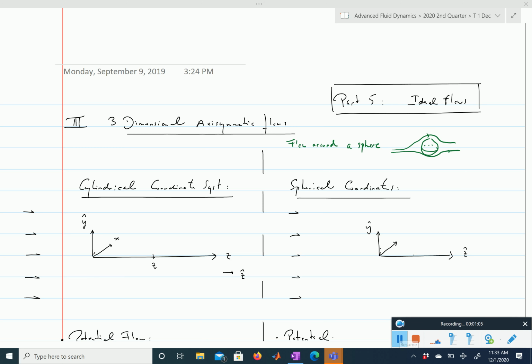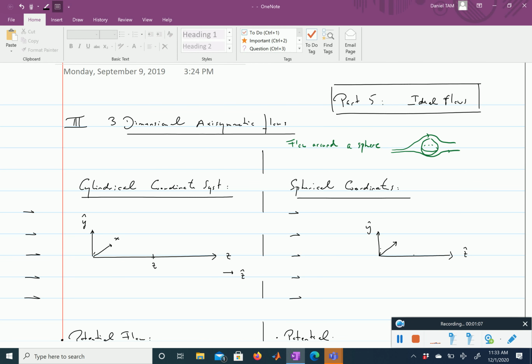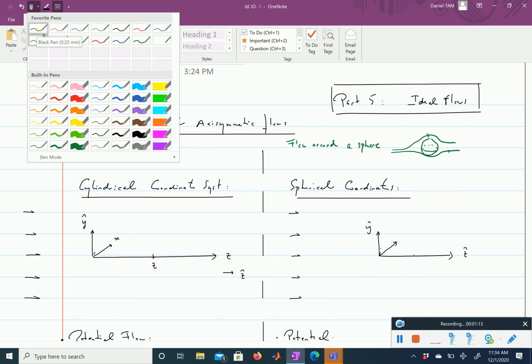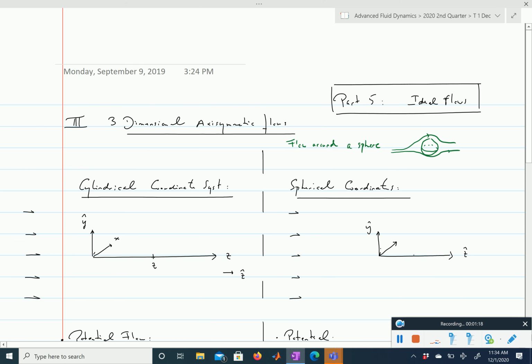Okay, and before we discuss that, we need to discuss new coordinate systems, and that's for this whole section. Conceptually, there's no difference compared to what we did before, except that you have to be comfortable with the coordinate systems. And so there are two coordinate systems. Everything is rigorously the same, but for certain geometries, it's easier to use a cylindrical coordinate system. And for certain other geometries, it's easier to use a spherical coordinate system.